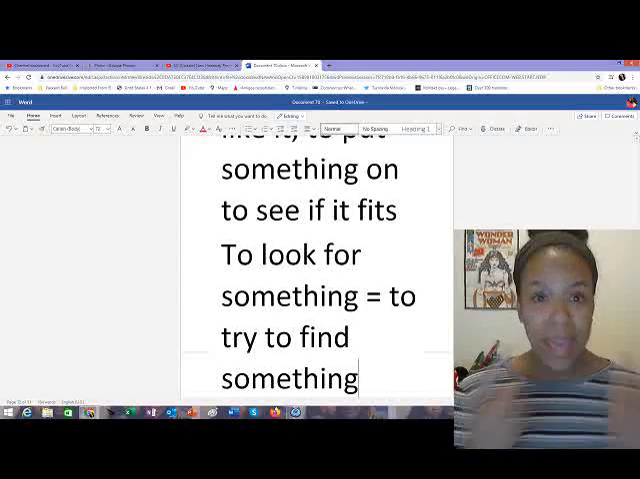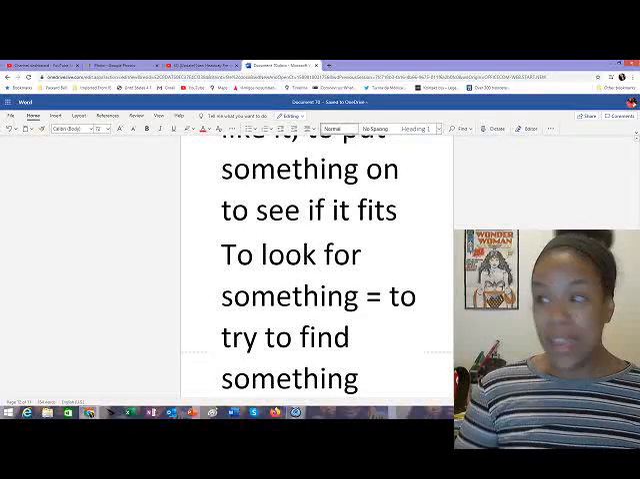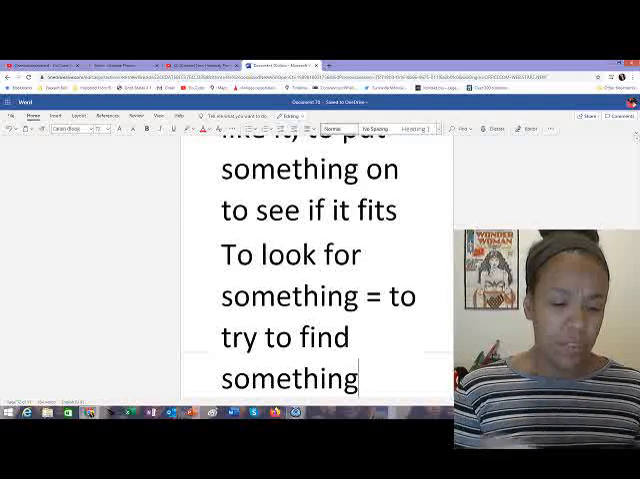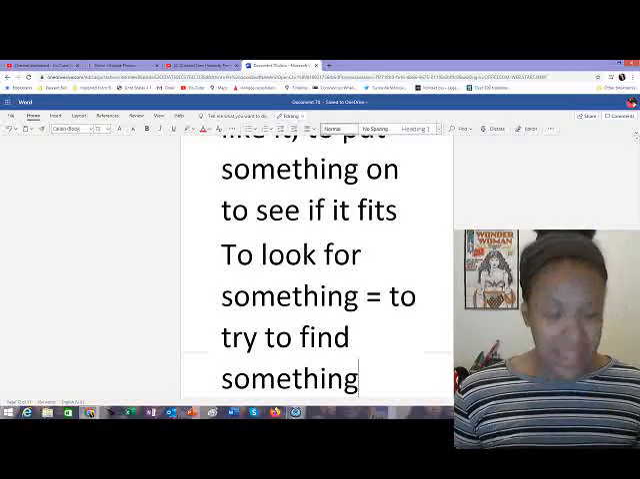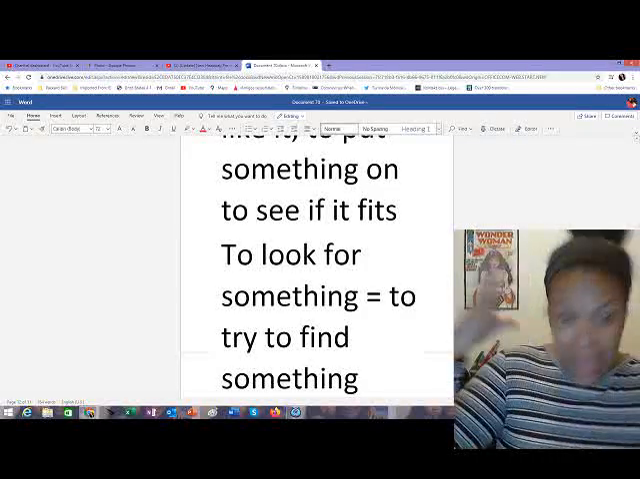Remember, look at someone, look at something. I'm going to look at this book. See if there's something interesting in it. I'm looking at the book. If I'm looking for the book, I'm going to have a desperate look.